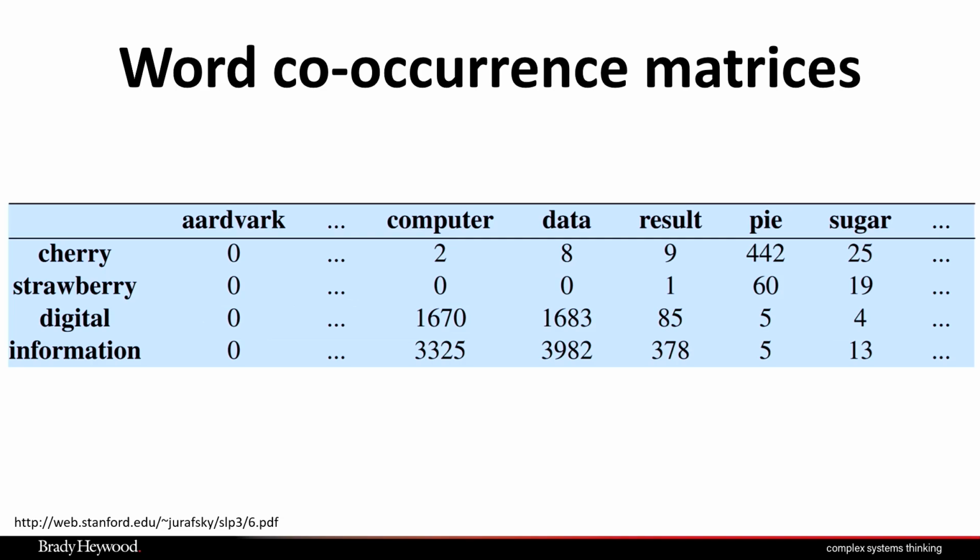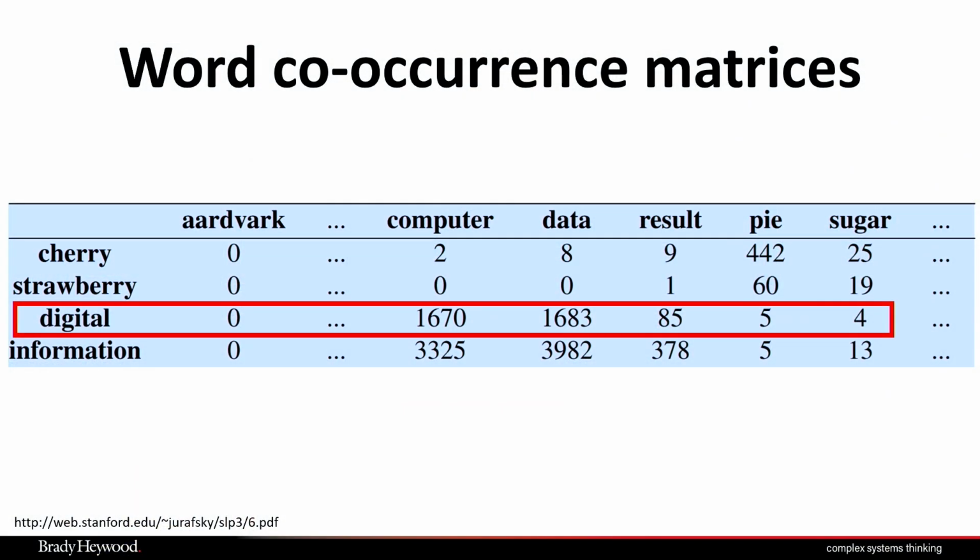So along the top, we have a subset, and this will often be hundreds, thousands to tens of thousands of words long, depending on how big your documents are. So the word digital, for example, has had the word computer occur 1,670 times within its context window, and the word data occur 1,683. This makes it very dissimilar to words like cherry and strawberry, which have had very few occurrences of those words, but are high in words like pie and sugar.